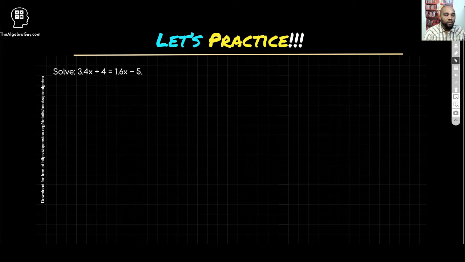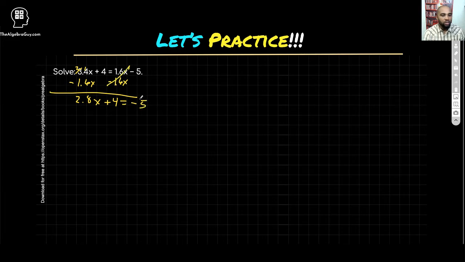What if you have decimals? You're going to do it the same way. Please do this decimal before I work it. First, I'm going to combine my like terms. Subtracting 1.6x, subtracting 1.6x. That's going to leave me with 2.8x plus 4 equals -5, because these cross out to 0.